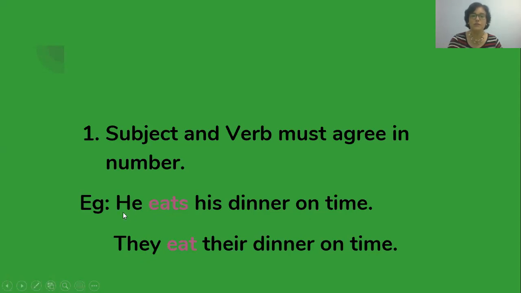This is an example for you. He is a singular subject. He eats his dinner on time. We cannot say he eat his dinner on time. Similarly, when you use a plural subject like they, the boys, the children, the men, the women, Ram and Sita, things like that, when it is a plural subject, then you use the verb eat. They eat their dinner on time. You cannot say they eats their dinner on time. That's the very first rule to remember, that the subject and verb must agree in number. That means you have to pay attention to the subject to see whether it is singular or plural.